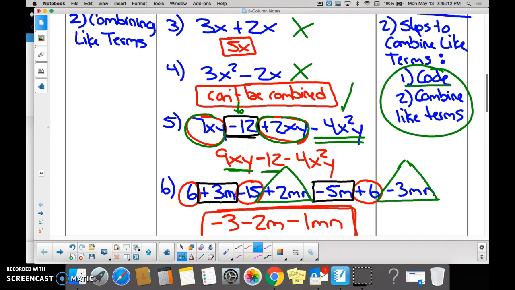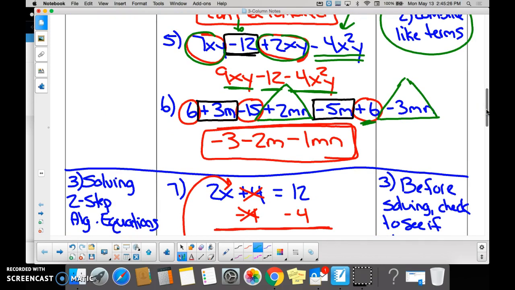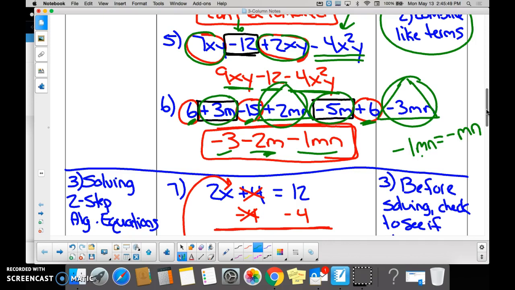And then we also saw that we had a negative 4x squared y. Did anything go with that? No. So we kept that by itself here. Number 6, a little bit more complex. I'm not going to go through the whole thing, we combined all of the red circles to get negative 3. We combined all of the black squares to get negative 2m. And we combined all of the green triangles to get negative 1mn. Just to check, is negative 1mn the same thing as negative mn? Yeah. We can have that negative 1, but it doesn't need to be there, because we're literally talking about negative 1 of these mn's.